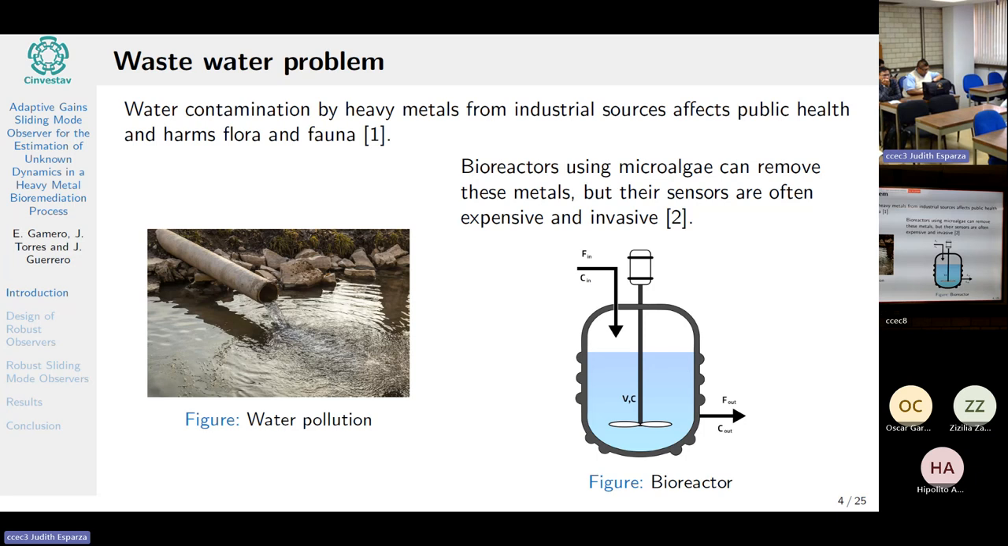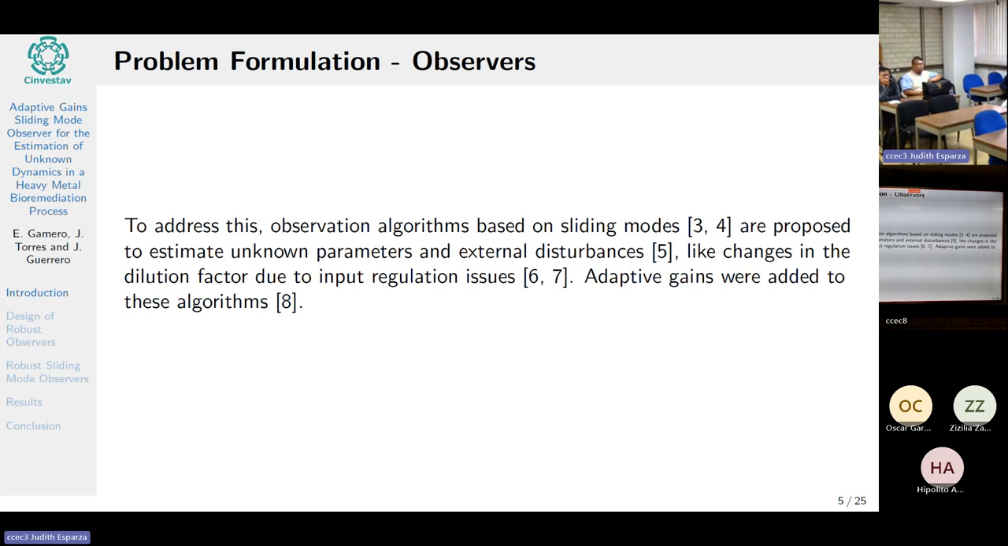For example, they are very expensive. Their sensors are expensive too, but not only that, they are invasive to the process. If you have a process in these bioreactors, you can pollute this culture of microorganisms with the sensor. So of course we need an alternative for real-time implementation. This alternative is the use of observers, but there are different types of observers.